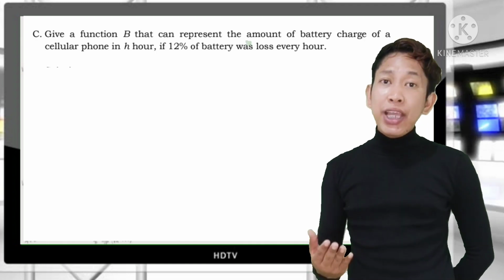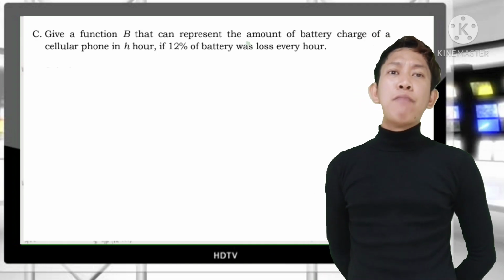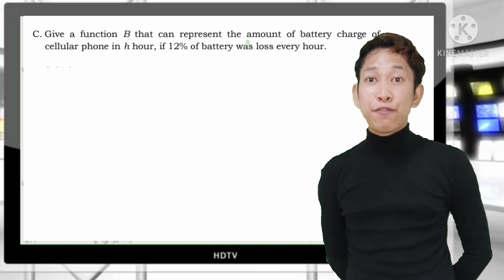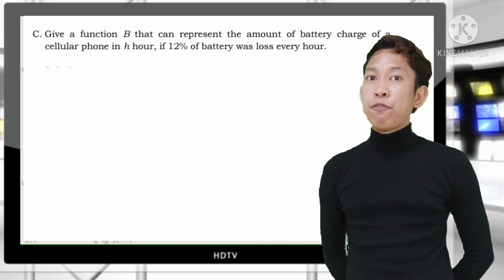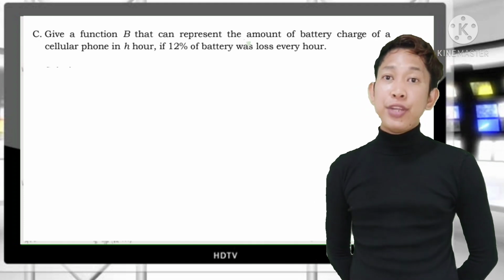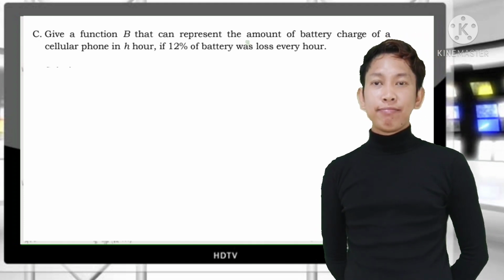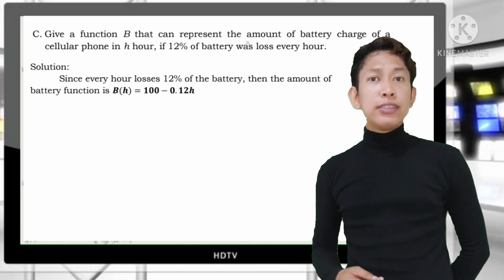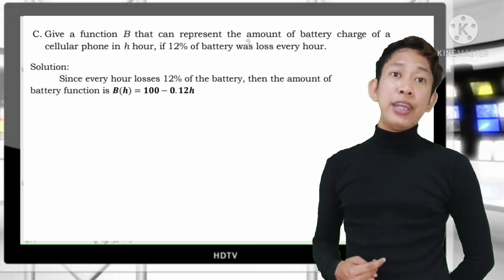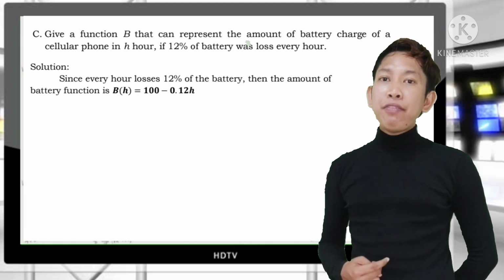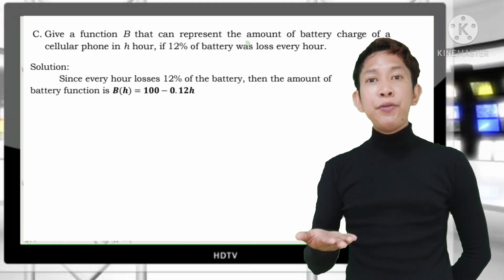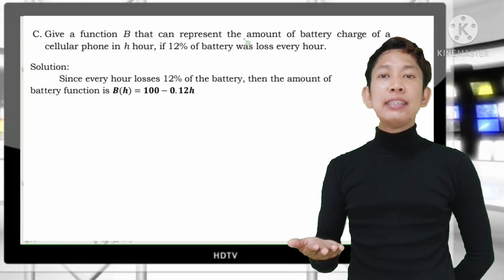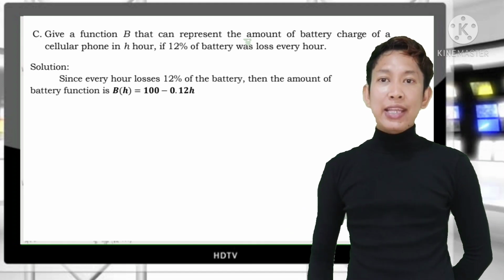Let's have the third one. Give a function b that can represent the amount of battery charge of a cellular phone in each hour, if 12% of battery was lost every hour. Since every hour loses 12% of the battery, then the amount of battery function is b of h is equal to 100 minus 0.12 h.